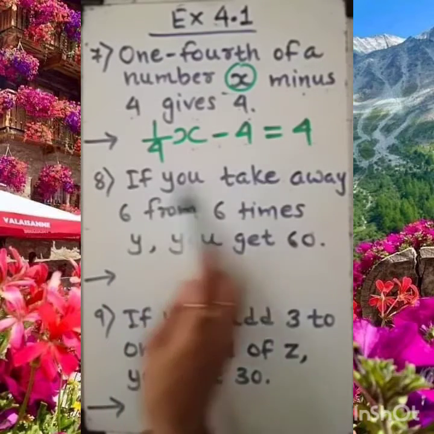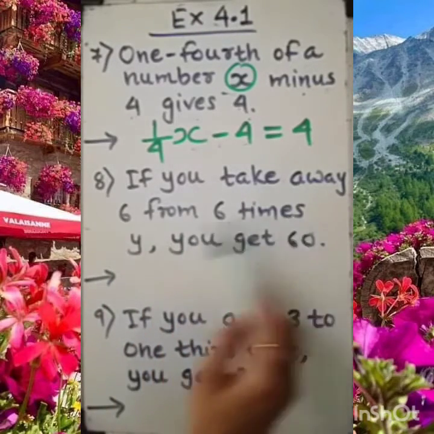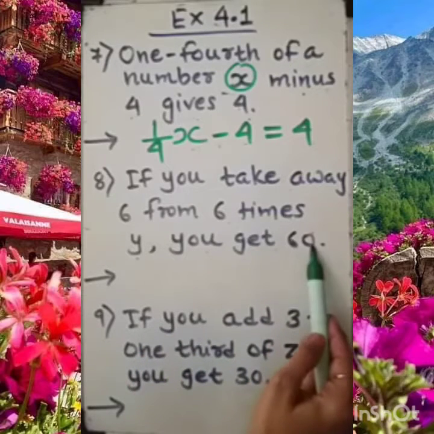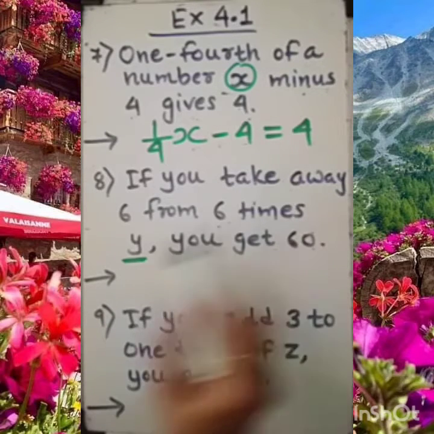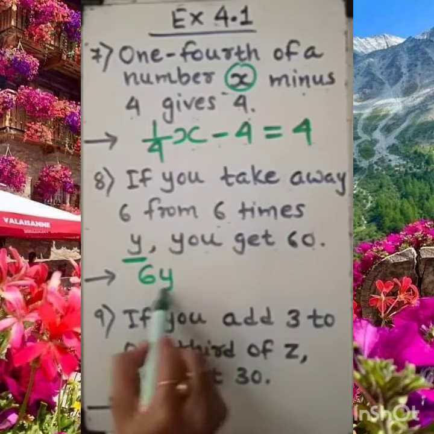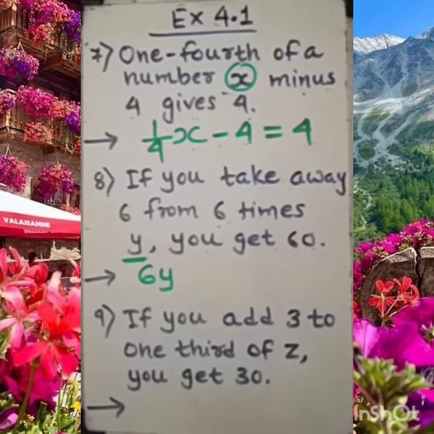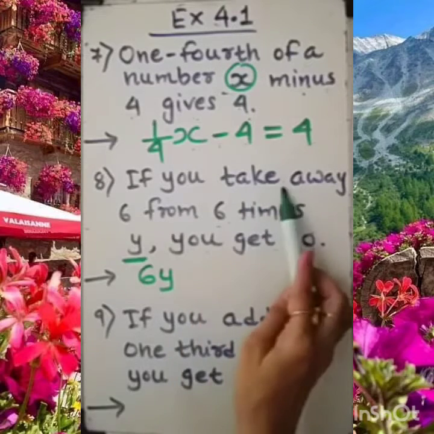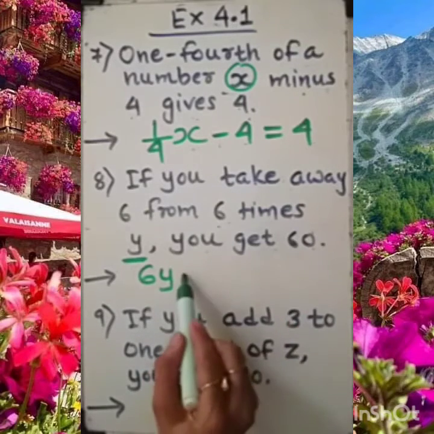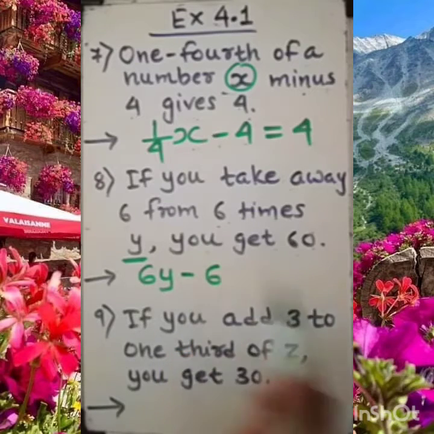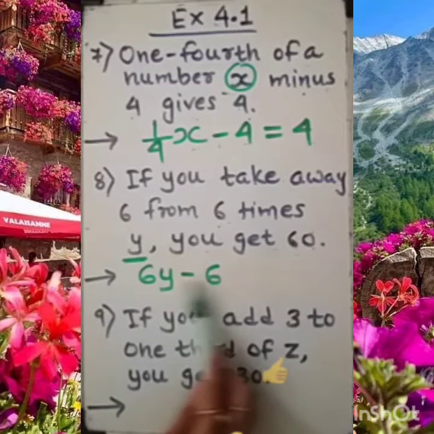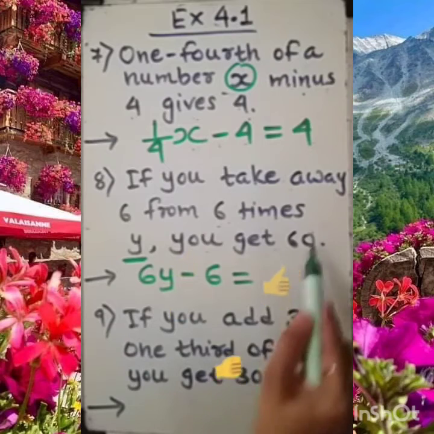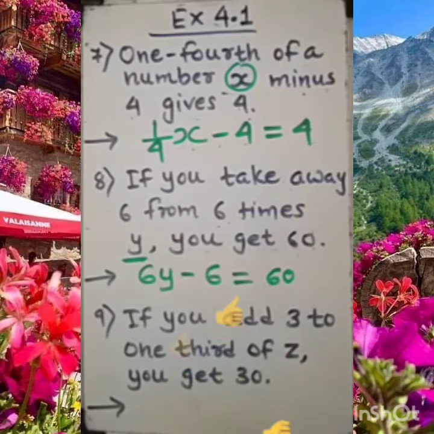Eighth is here. If you take away 6 from 6 times y, you get 60. Dear student, here the unknown variable is y. First of all, 6 times of y, that is 6y. What is the meaning of take away? Minus, subtracting. Take away 6 means subtracting 6 from 6y, then we will get 60 as a result. So dear students, 6y minus 6 equal to 60.